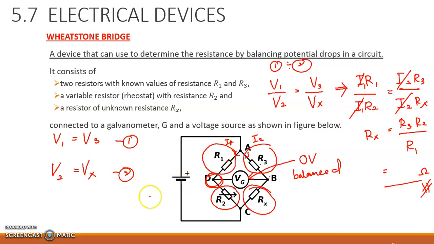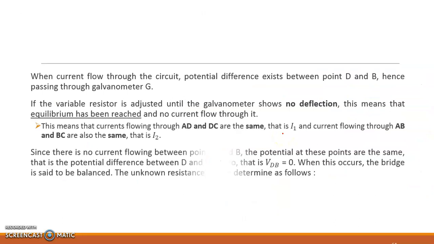From here, kita boleh nampaklah the function of Wheatstone bridge is to determine the value of unknown resistance by using this arrangement and make sure that the potential difference between these 2 points is equal to 0 so that the circuit or the bridge is balanced. So macam mana nak jadikan dia 0? Kita ubah nilai resistance pada perintang boleh laras ini. So this is the explanation why we need to adjust the variable resistor until the galvanometer shows no deflection or 0 volt. This means that the equilibrium has been reached and no current flows through it.